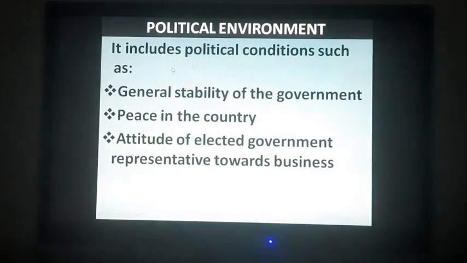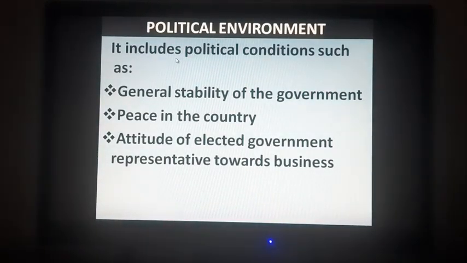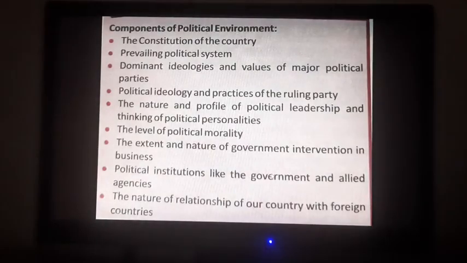Next comes the political environment. So in political environment, it includes the political conditions such as general stability of the government, peace in the country, attitude of the elected government representative towards business. So these are the factors or components.